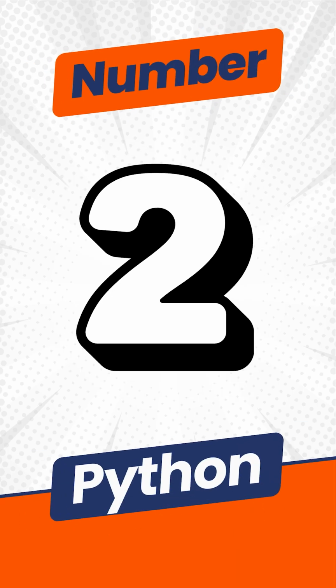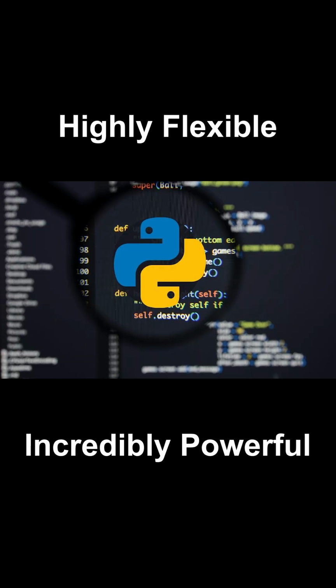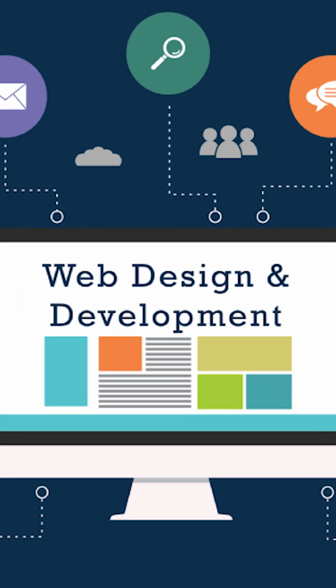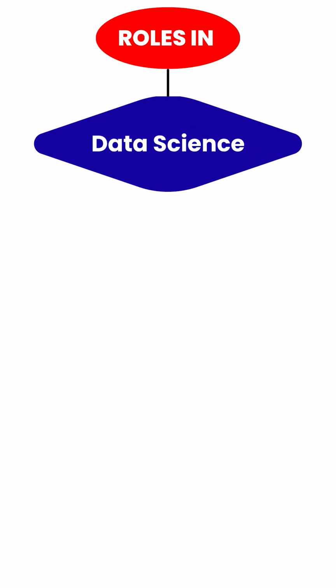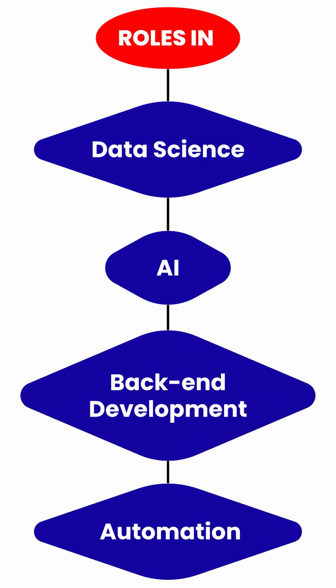Number 2, we have Python. Python is simple to learn, incredibly powerful, and highly flexible. It's the go-to language for AI, automation, web development, and scripting. Roles in data science, AI, backend development, and automation lean heavily on Python.